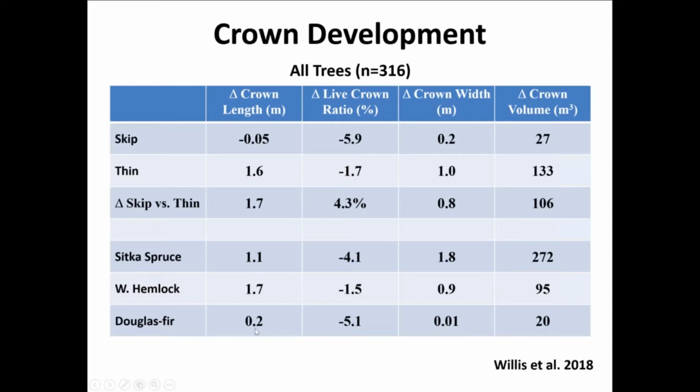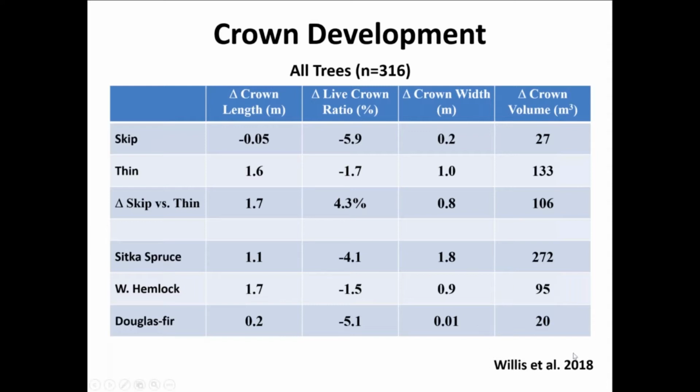So just some more details, and you can look at these later in terms of what's going on. You can see, I guess, in the skip again, where crown length is declining, but it's definitely increasing in the thinned areas. And we're getting the greatest increase in crown length in hemlock, and very little in spruce.